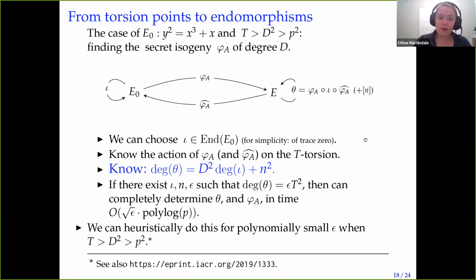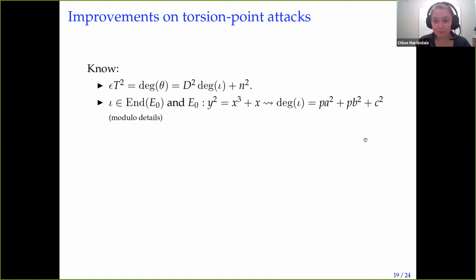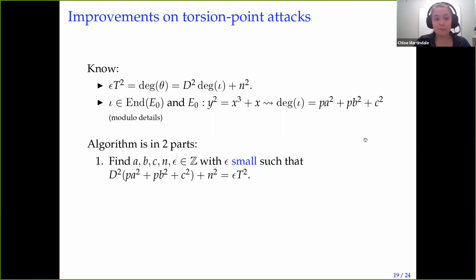Okay, so why does this work? Well, we know that the degree of theta is d squared times the degree of iota plus n squared. And so this is just the same thing again. We know that epsilon t squared is the degree of theta, which is d squared degree of iota plus n squared. And how do we do that? Well, we take iota in End(E0), and because of what we know about E0, we can basically assume that the degree of iota is pA squared plus pB squared plus C squared, where E0 is defined over F_p, and A, B, C are all integers.